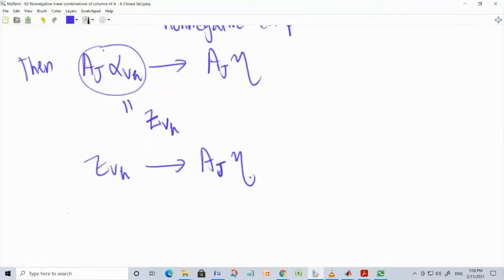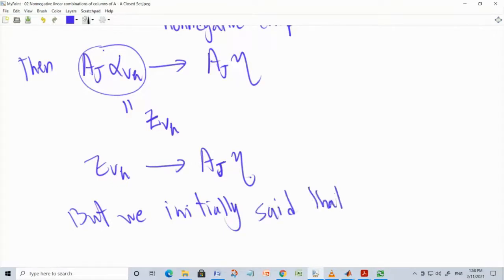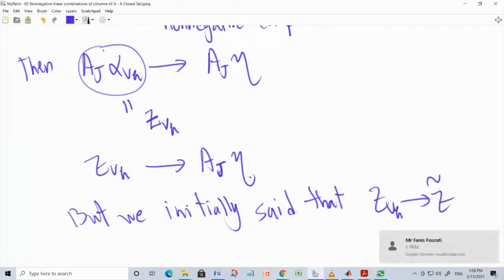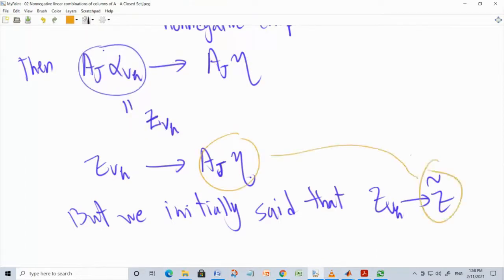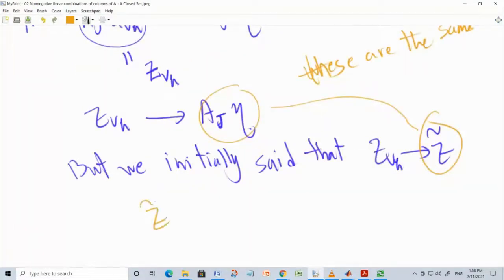But we initially said that z vk converges to what? To z tilde, exactly. So, by the uniqueness of the limit, these two things are the same. Thus z tilde is equal to Aj eta.